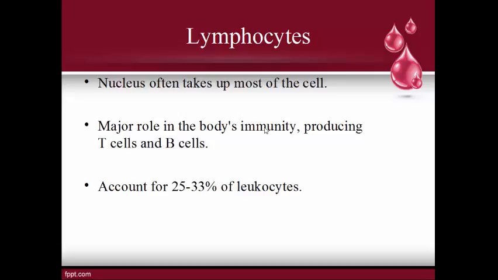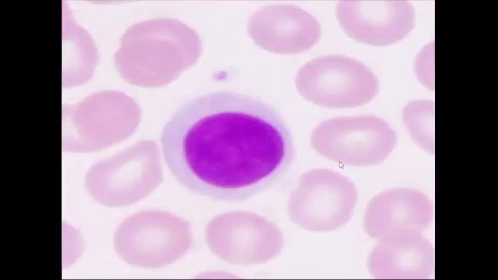And these are the cells that play a major role with your immune system, producing the B and T cells. And these account for anywhere between 25 to 33% of all white blood cells. And these are larger than the red blood cells around it, but not as large as the monocytes. Again, all these cells around it here are red blood cells.